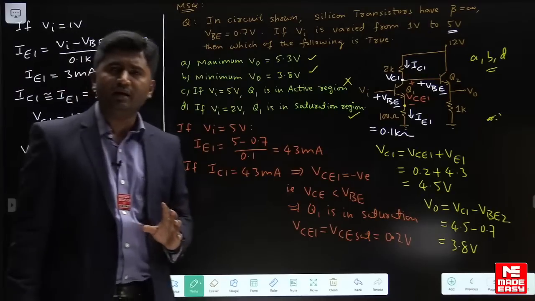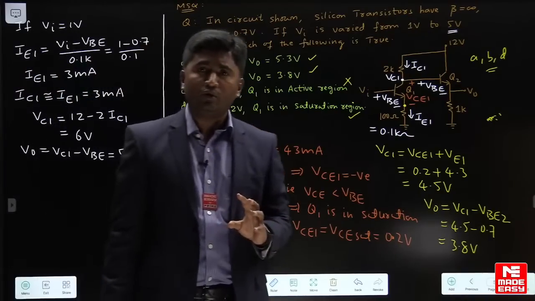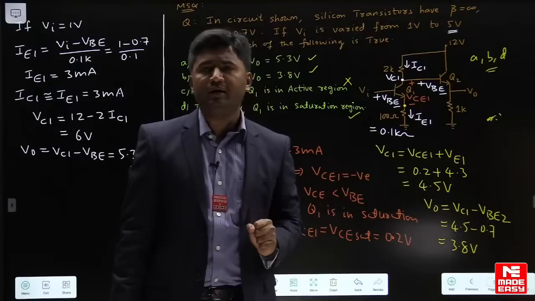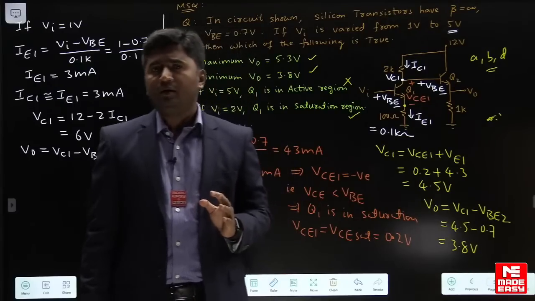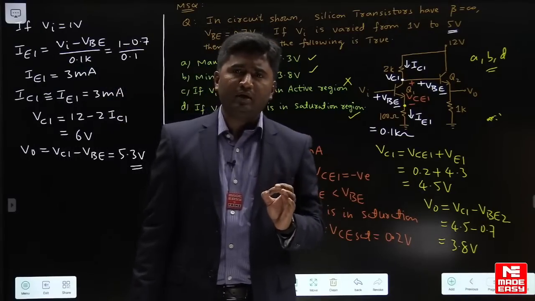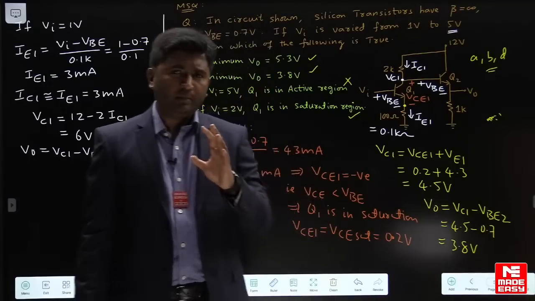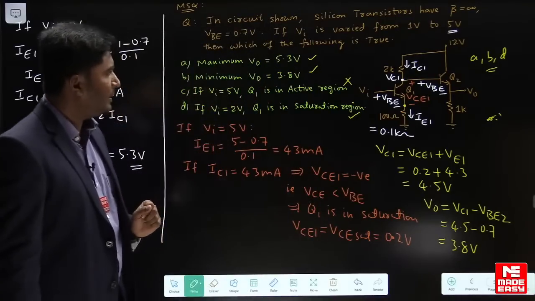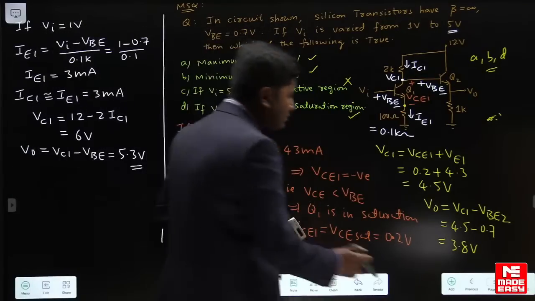So in this question I have given you some idea about operating region, which is an important area from where questions come in the GATE paper. From the BJT topic, operating region is an important area. So please prepare that topic thoroughly. Let us move to the next question.